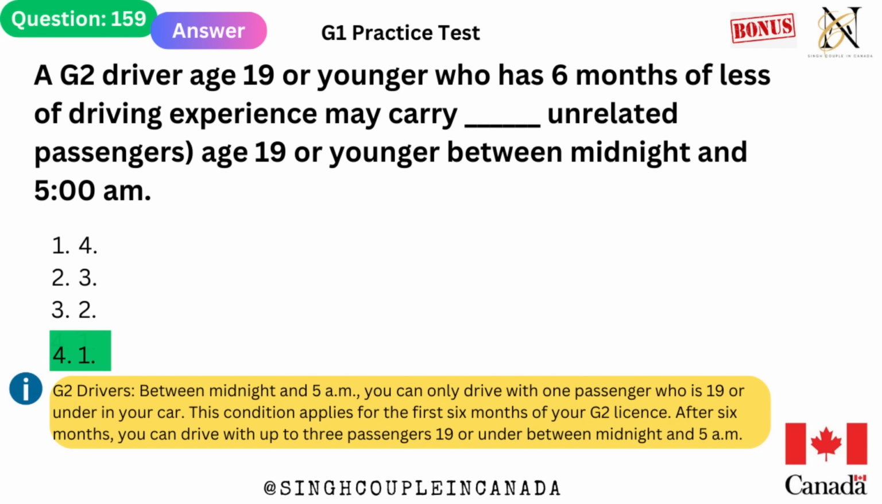For G2 drivers, between midnight and 5 a.m., you can only drive with one passenger who is 19 or under in your car. This condition applies for the first 6 months of your G2 license. After 6 months, you can drive with up to 3 passengers 19 or under between midnight and 5 a.m.